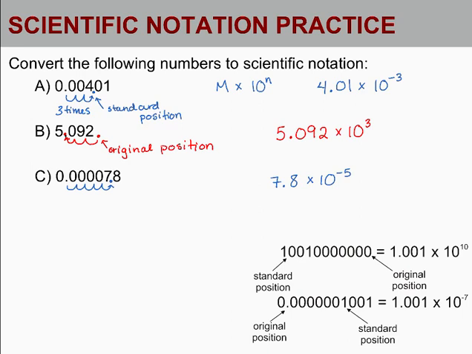Okay, so those are our scientific notation values. So for the first one, we had 4.01 times 10 to the negative 3. For B, we had 5.092 times 10 to the third. And for C, we had 7.8 times 10 to the negative fifth.